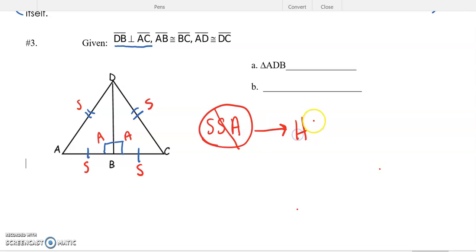This is called hypotenuse leg, because I have two hypotenuses of right triangles congruent, and I have two legs of a right triangle congruent. So therefore, these two triangles will be congruent. So ADB is congruent to, A is going to correspond with C, D is going to correspond with D, and B is going to correspond with B. And the reason being the hypotenuse leg.